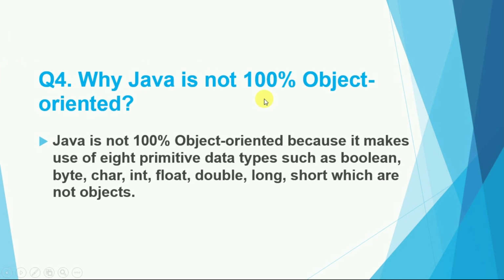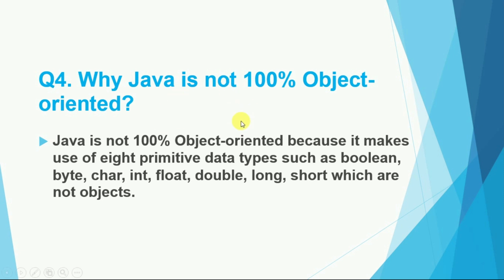Okay, this question is also very important. Why is Java not 100% object oriented? Most of you don't know about this. We can also ask why Java is not purely object oriented. Java is an object oriented language, but Java is not a purely object oriented language, and we can say Java is not 100% object oriented.